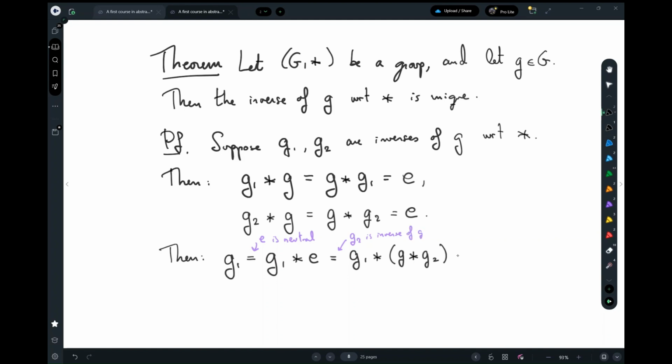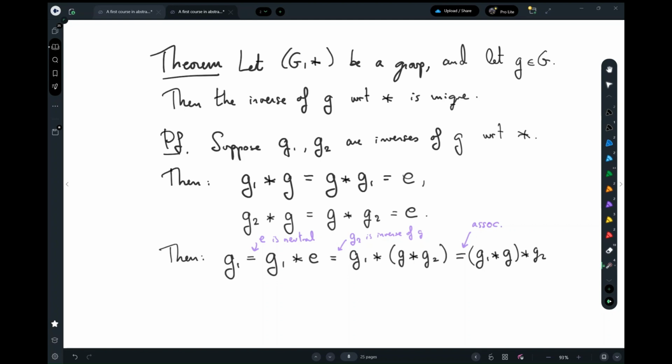And now I'm going to use associativity to write this in another way. This one is now the associative property. And as you see, if there was no associativity, this would not be true. And that means associativity is very important in this particular step.